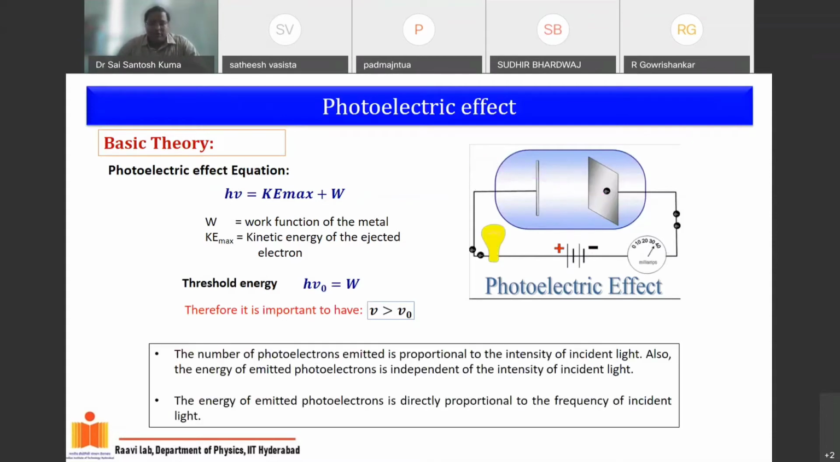Okay. Important points to remember: the number of photoelectrons emitted is proportional to the intensity of the incident light. Also, the energy of emitted photoelectrons is independent of the intensity of the incident light. The energy of the emitted photoelectrons is directly proportional to the frequency of incident light. So these two are the key points to keep in mind when we teach the photoelectric effect to the students. Right.